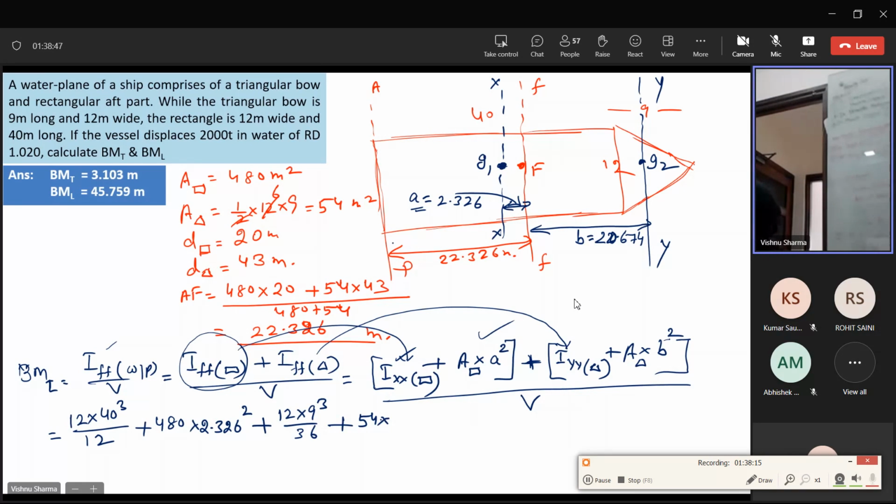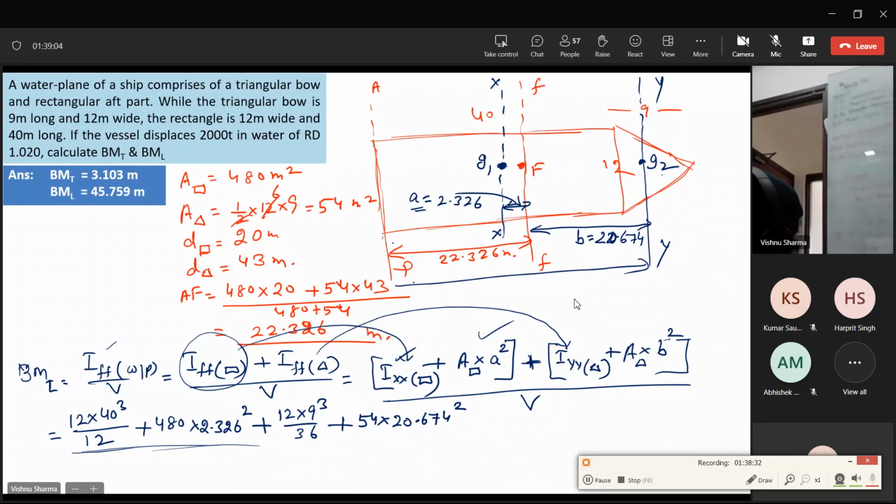B is 20.674 square. Sir, how is this? B is, yes, 20.674. Beta, what is the distance of G2 from AA? That is 43 meters. Yes or no? G2 is from AA, from the after perpendicular. It's 43 meters. Yes or no?